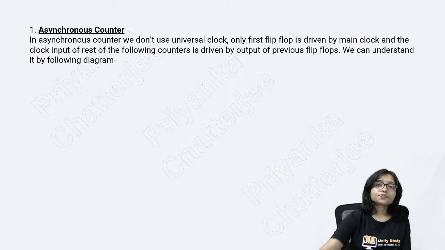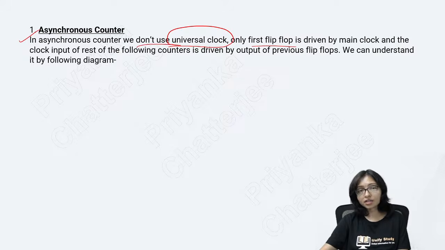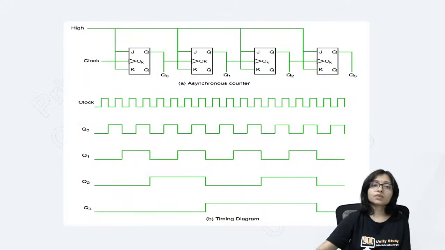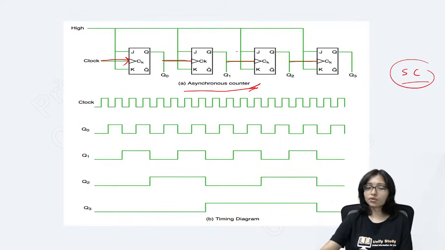Good, very good. So here you can see the asynchronous counter. Asynchronous means it doesn't use a universal clock, and synchronous means it does. Here in the asynchronous counter, there is only one clock at the input. This one is working as a different one, this is also different, this is also different. Every one has a separate clock. That's why it is called an asynchronous counter.